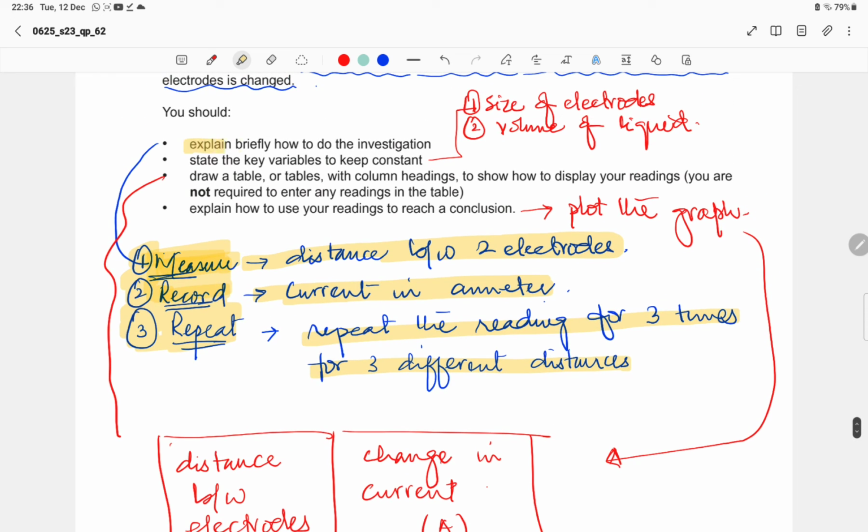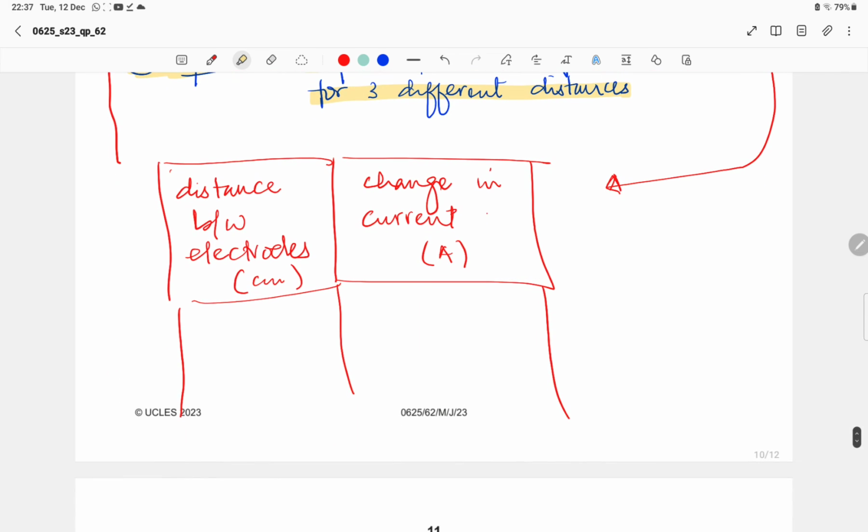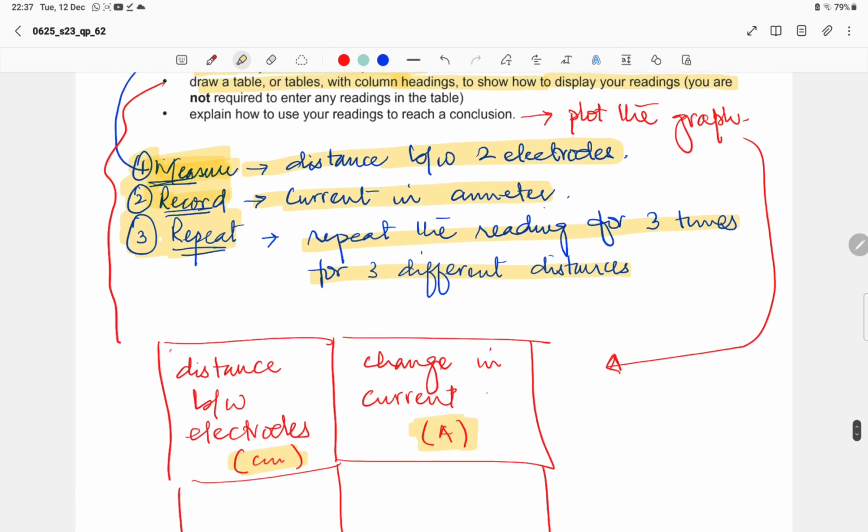So this is done. State the key variables that are going to be kept constant. So this is going to be the size of the electrodes and the volume of the liquid. Draw the table and columns to show how you display this. You are not required to enter the readings in the table, so this is going to be your table. Make sure you put the units over here, because if you don't do it, you won't be marked for that.